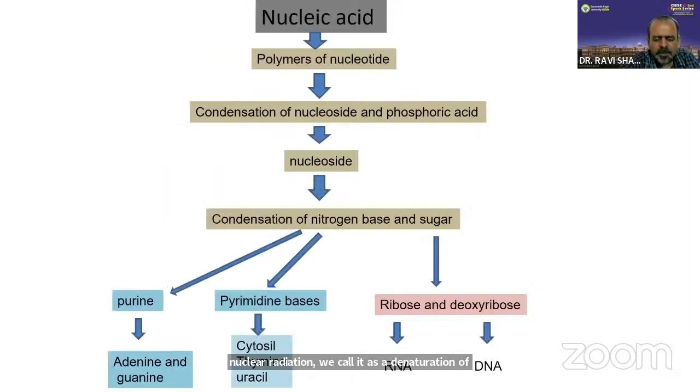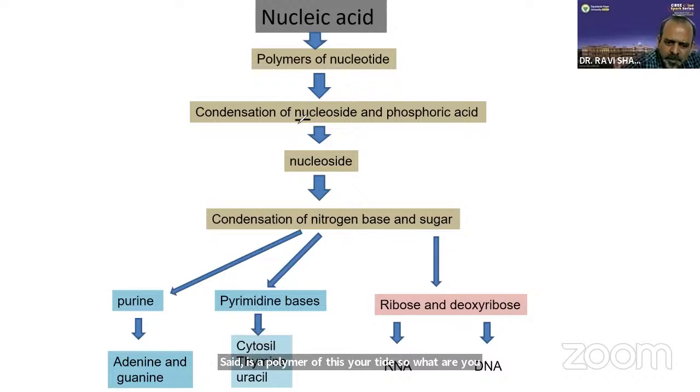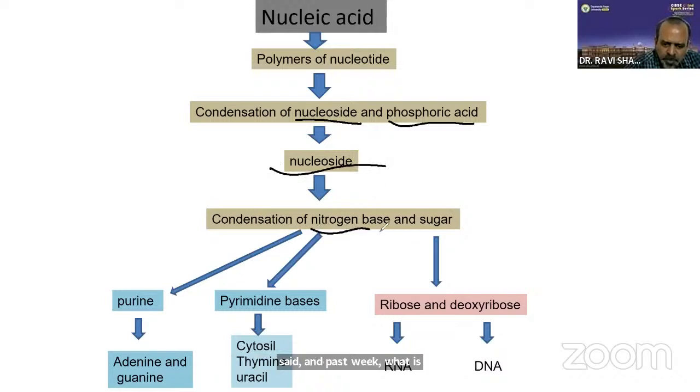A little bit of nucleic acid you should know. So what is a nucleic acid? It's a polymer of nucleotides. So what is a nucleotide? It is made up of nucleoside and phosphoric acid. What is a nucleoside? It's made up of a nitrogen base and sugar. Sugar is of 2 types, ribose and deoxyribose in DNA. Pyrimidine bases are of 3 types: cytosine, thymine, and uracil are pyrimidines. Adenine and guanine are purines.